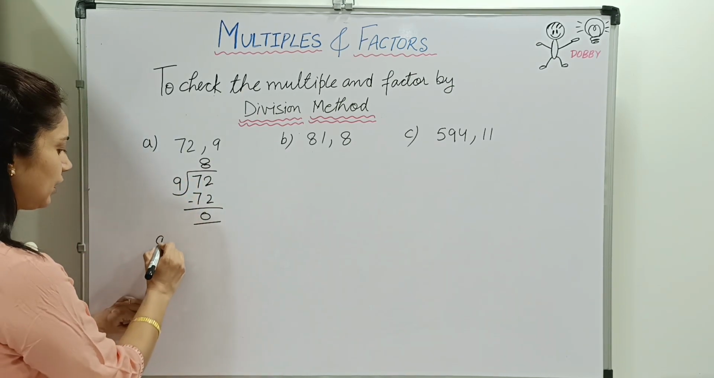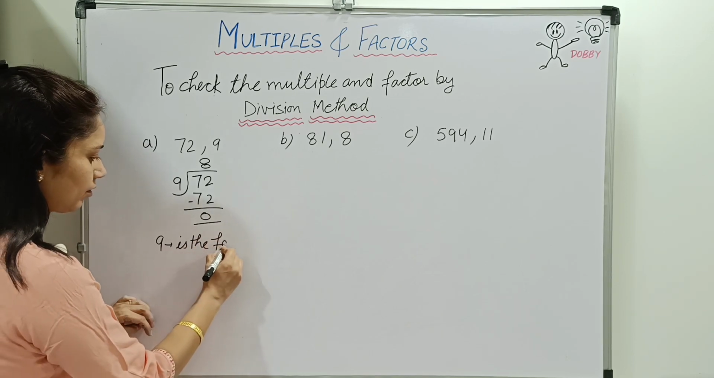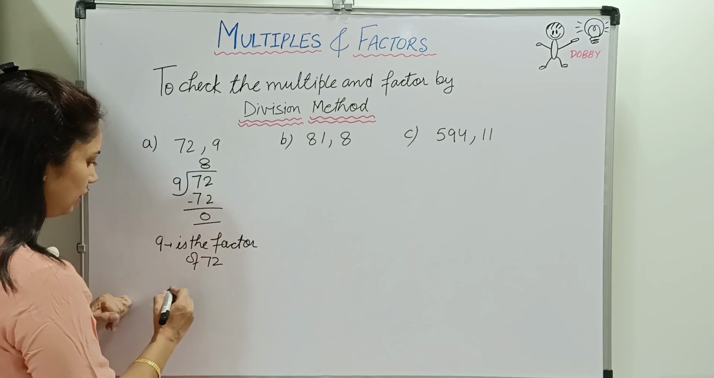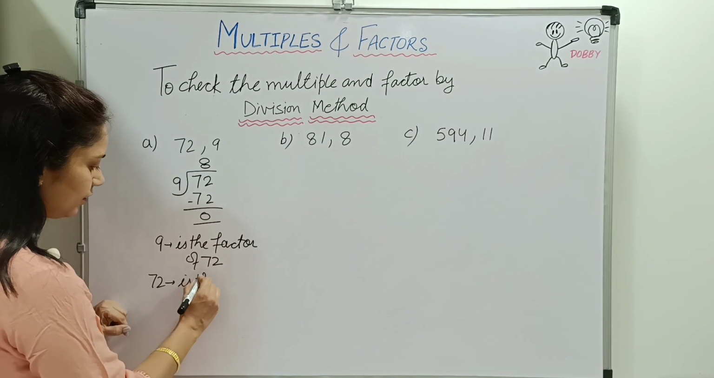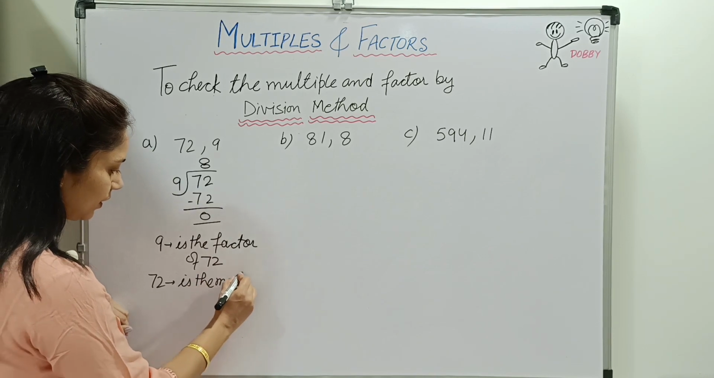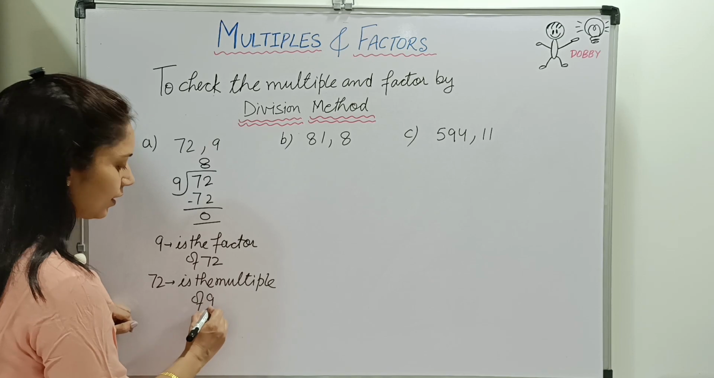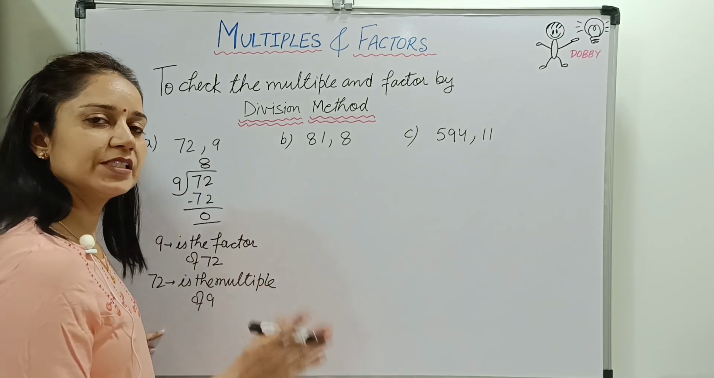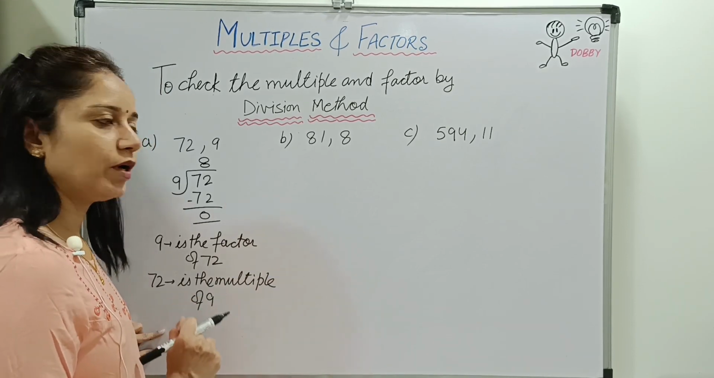So here 9 is the factor of 72 and 72 is the multiple of 9. When two numbers are fully divisible, the smaller number is always the factor and the bigger number is always the multiple of the smaller number.